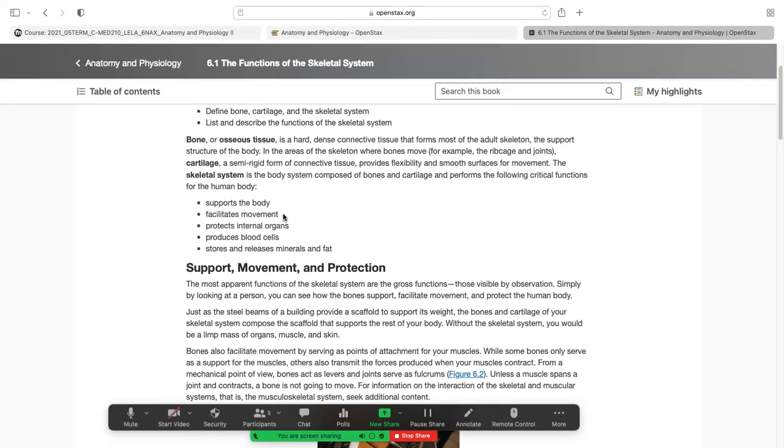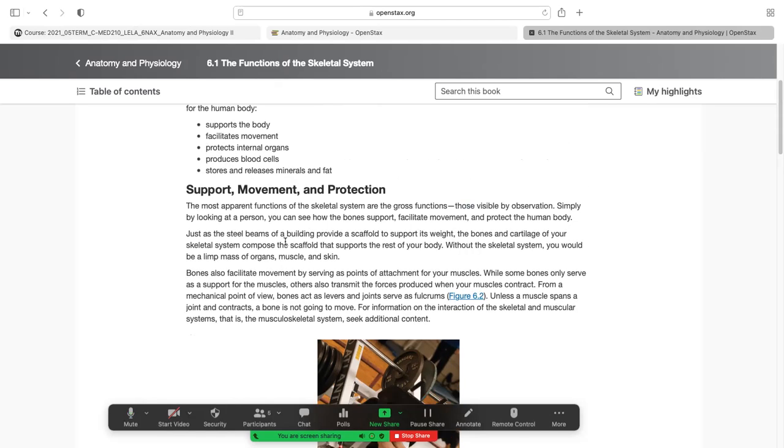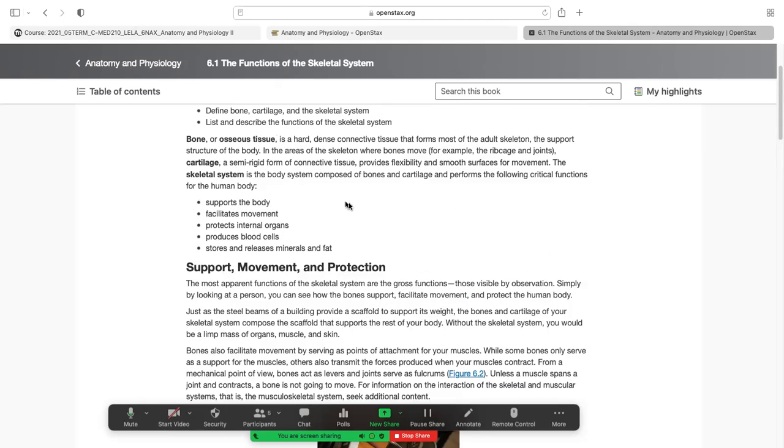It's not only part of your structure to hold you up. It's also hematopoiesis and storage of minerals and fat. And when you see a bulleted item like this, doesn't this look like a beautiful "all of the above" question for functions of bone?